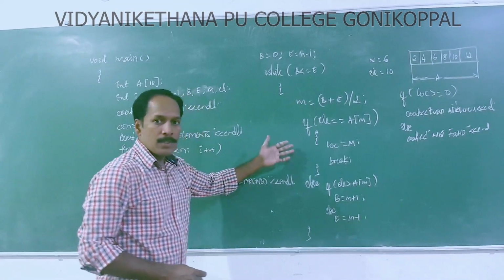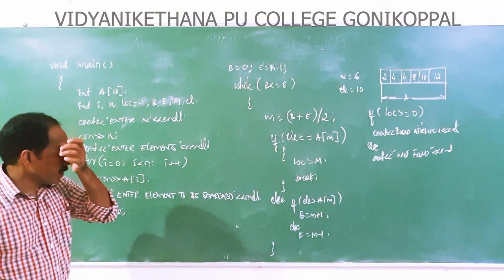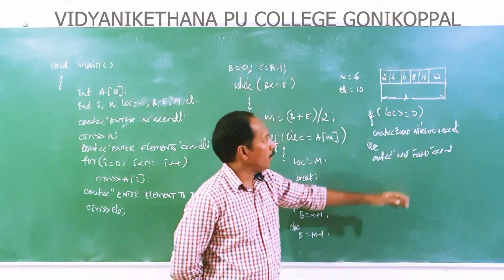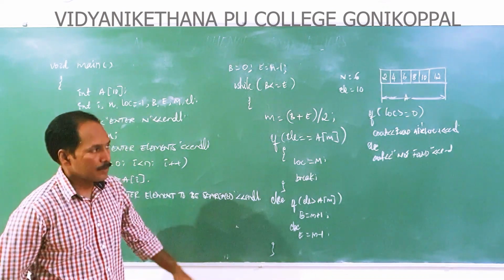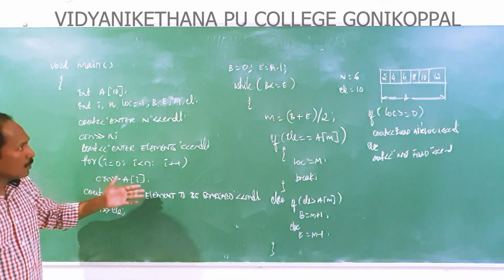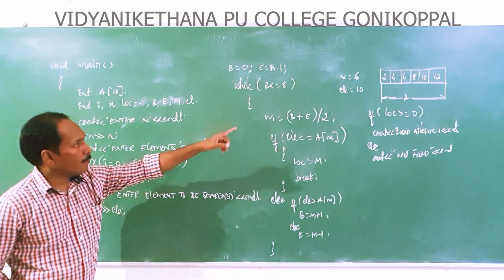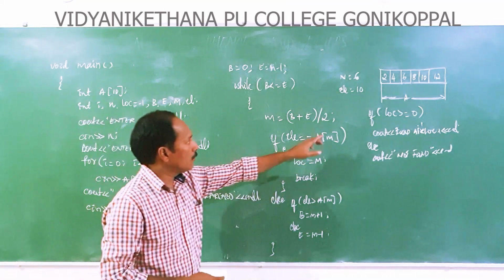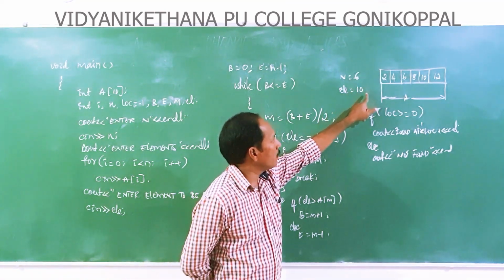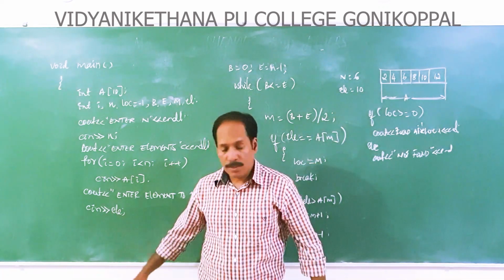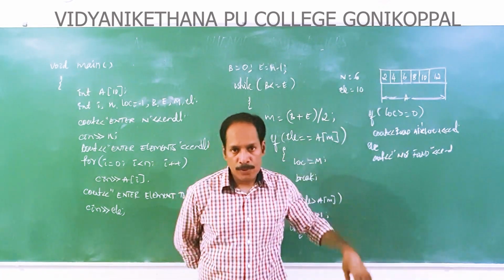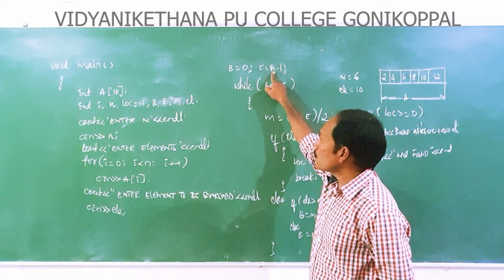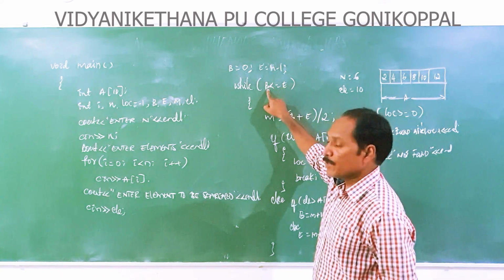Let us go with an example. We take 2, 4, 6, 8, 10, 12 as the elements where we are going to apply this searching technique. Here n is the number of elements, which is 6, and the element to be searched, which we input, is 10. So b becomes 0 and e becomes 5, since 6 minus 1 is 5. Now b is 0 and e is 5, and 0 is less than 5.